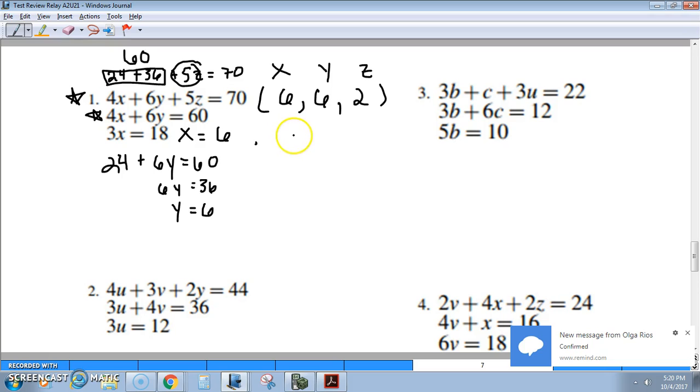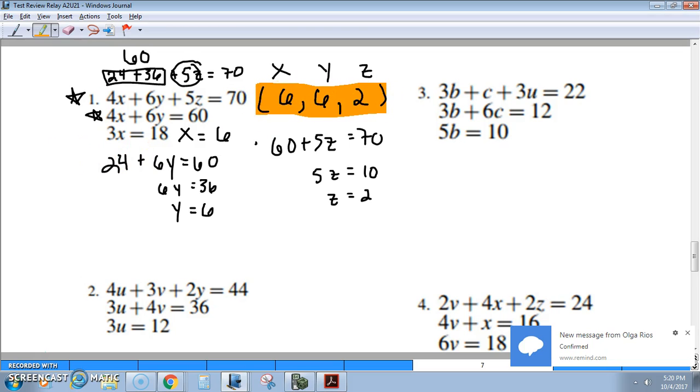So if you want the long version of that last one, we had 60 plus 5z equals 70. Subtract 60 from each side, you get 5z equals 10. Divide by 5, z equals 2. And it's perfectly okay, as long as it's in alphabetical order, to write it as a three-digit coordinate point.